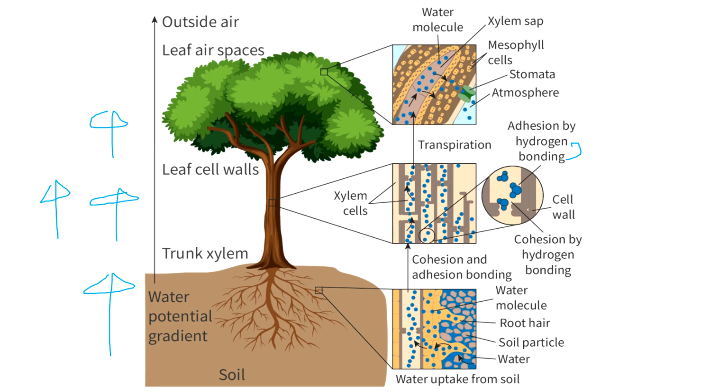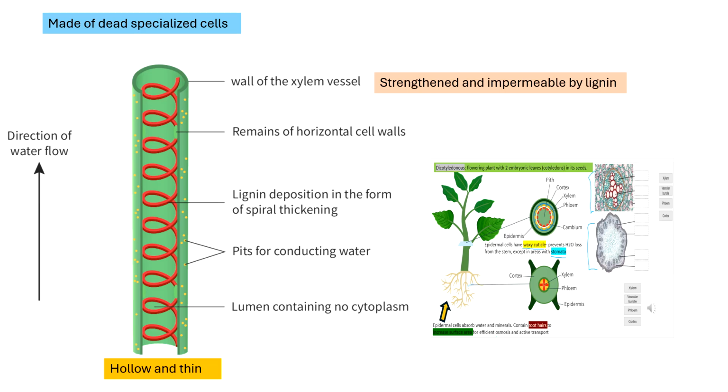And apart from that, this was just revision of what I said before, just with the diagram. Let's move on. Okay, looking specifically into the xylem, different characteristics of it. Okay, it's made of dead specialized cells. These are the cells that water adheres to. Okay, the adhesion happens between water and these cells, and that's how it moves up.